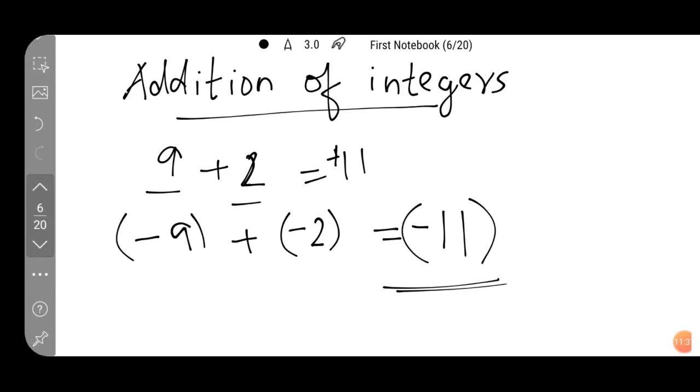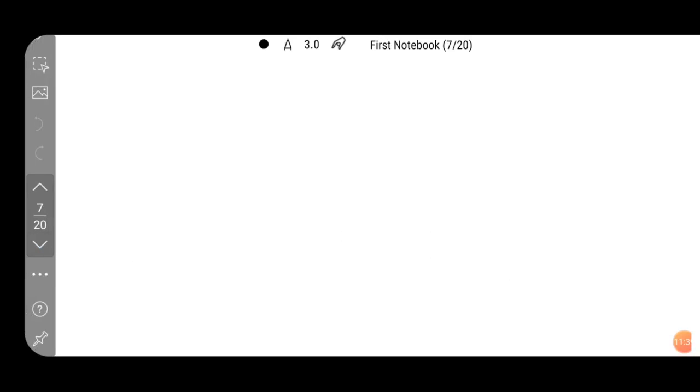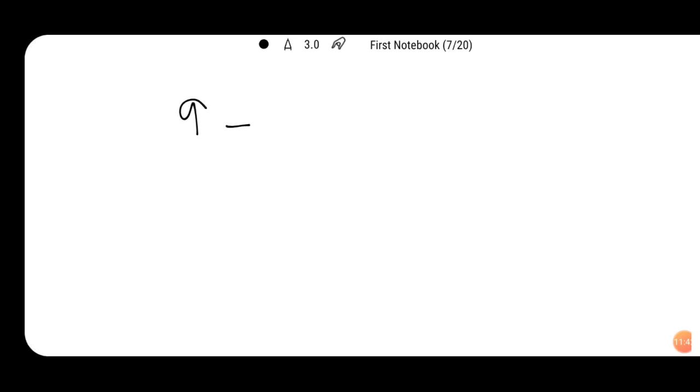Now let's see if one is positive. For example, 9 is positive. I am adding it with negative 2. If one number is positive and the other number is negative, we will subtract them. In this case, we will do 9 minus 2. What is 9 minus 2? 9 minus 2 is 7. And how will we decide which sign is to be given?